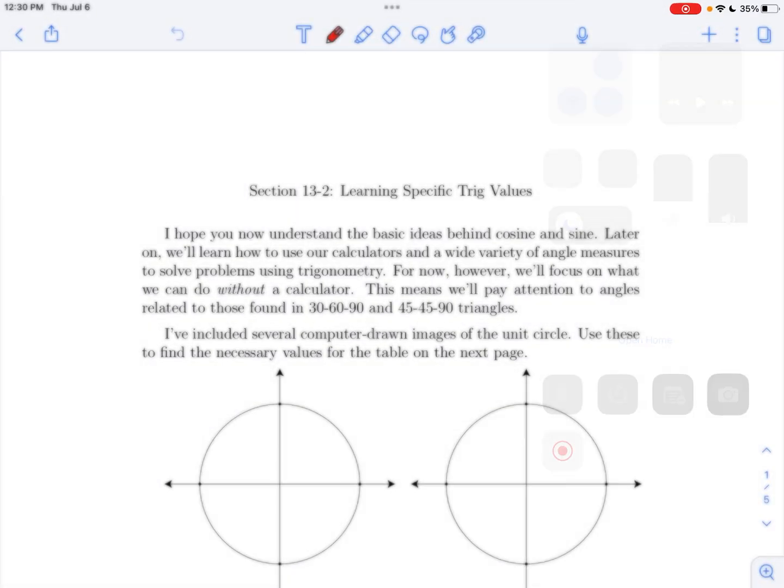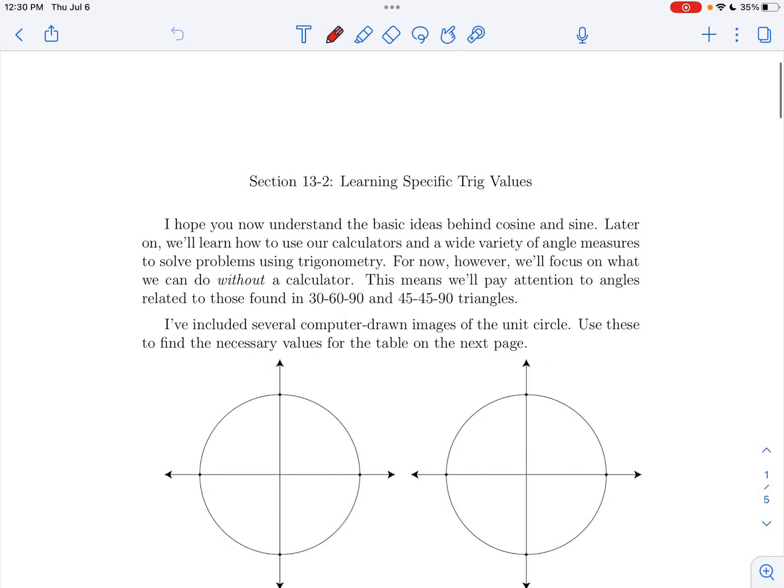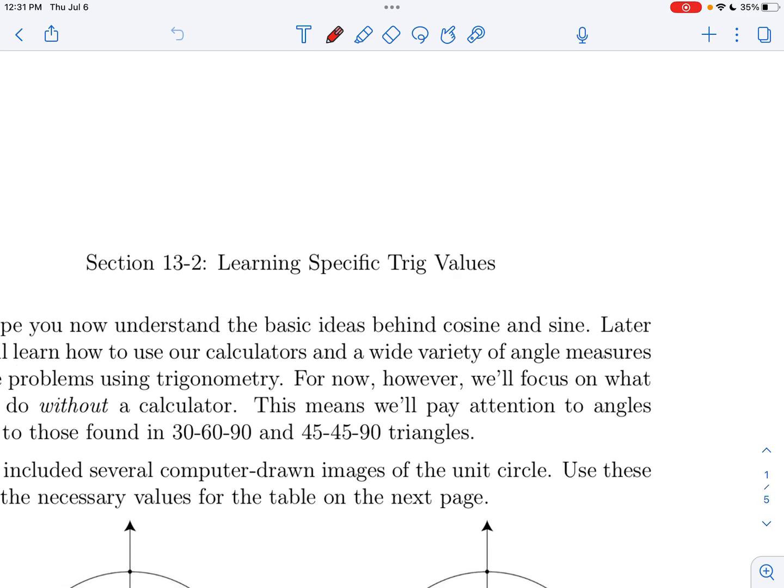All right, so in this video, we're going to do a little bit of a follow-up after section 13.2. There's nothing in this section that's new, but I really want us to pause to practice some things. You've learned the basic idea behind cosine and sine.